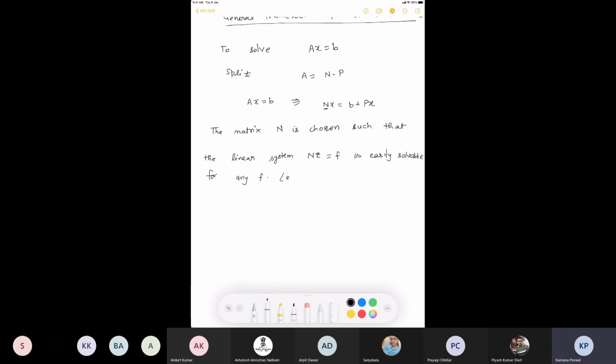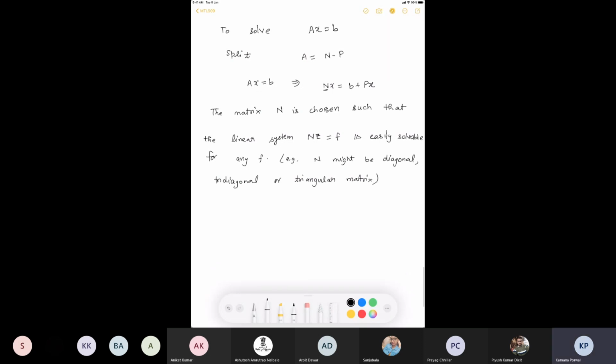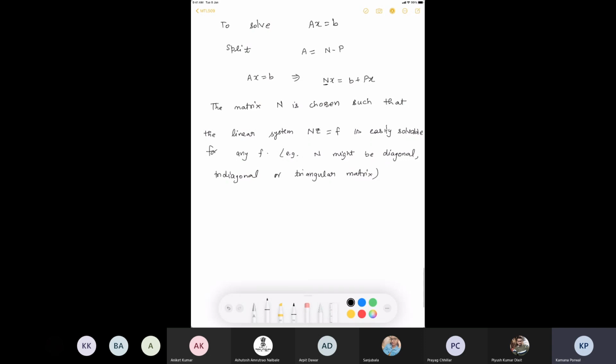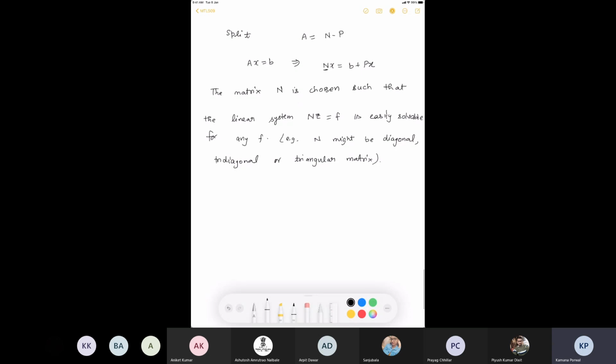Okay. So for example, we have seen that the matrix N can be a diagonal matrix, or it can be a tri-diagonal, or it can be a triangular matrix, upper triangular or lower triangular. Because we know that for these kinds of structures on N, I will be able to solve the system easily.